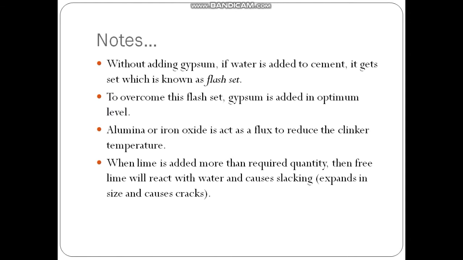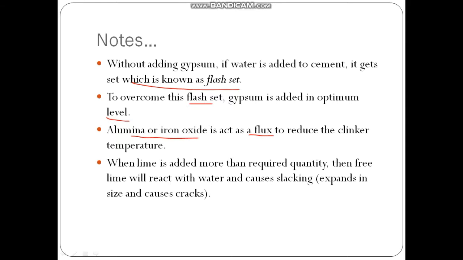So the important notes are: without adding the gypsum, if water is added to the cement, it is known as flash set. To overcome this flash set, gypsum is added at the optimum level. Alumina or iron oxide act as a flux to reduce the clinker temperature.